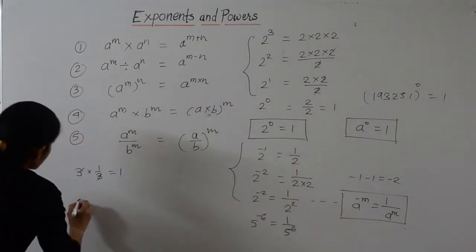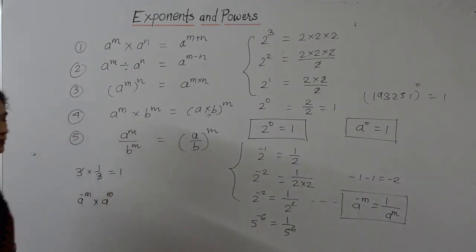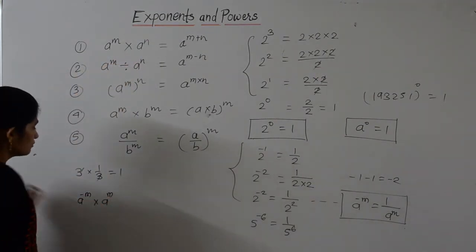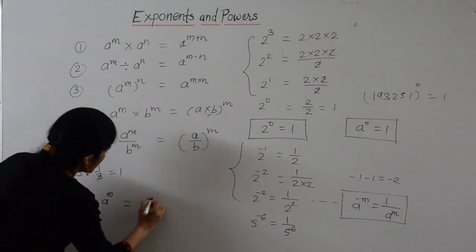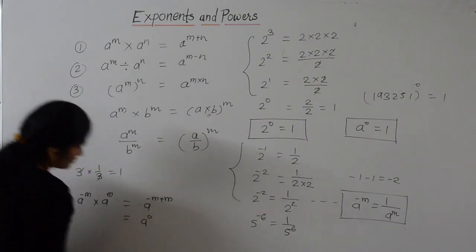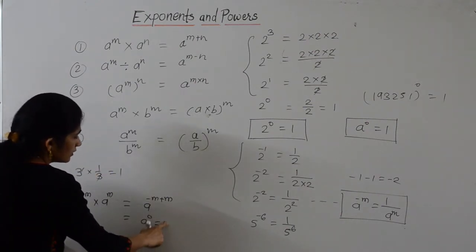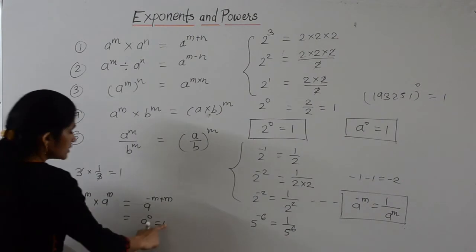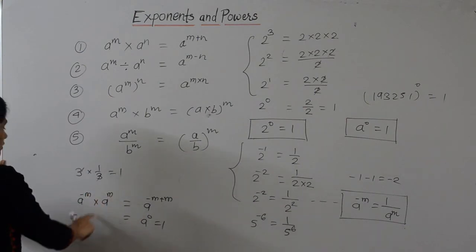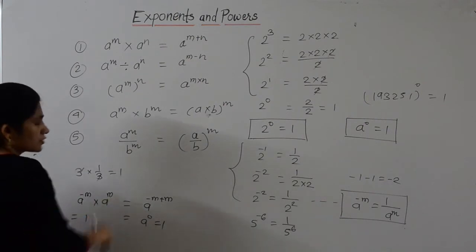We will see how. If we do a raised to power minus m into a raised to power plus m, apply this law: the bases are same and the exponents are minus m and plus m. So you have to keep the base as it is, and add the exponents. Minus m plus m is 0. We know a raised to power 0 is 1. So we got 1, which is the multiplicative identity. If we get a product 1, it means that a raised to power minus m is the multiplicative inverse of a raised to power m.